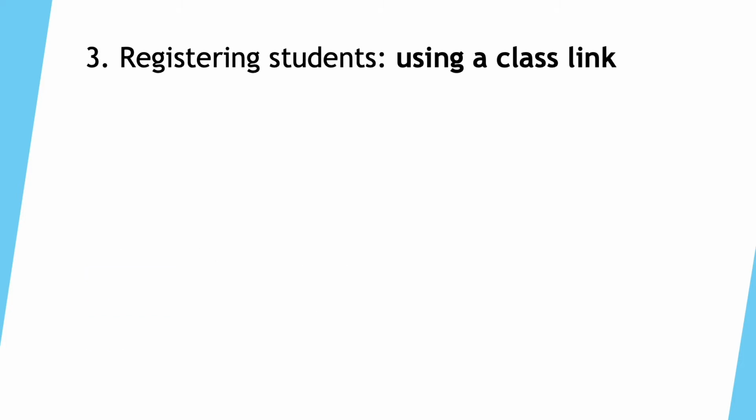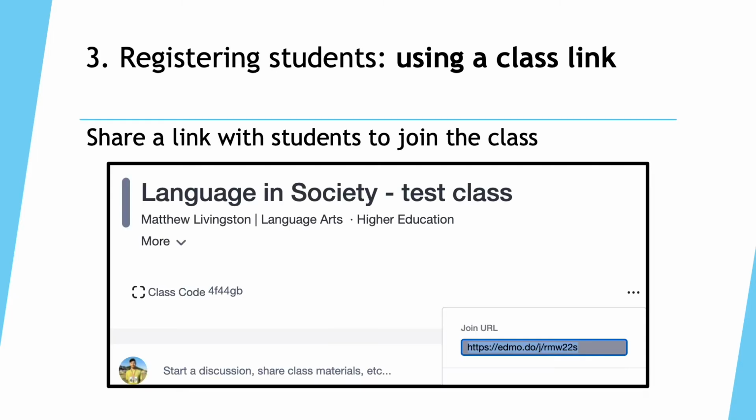Another option to register students is to use a class link. On your class page, you'll find a join URL. You can simply copy this URL, send it to your students. They'll click on this link and they will request to join your class.